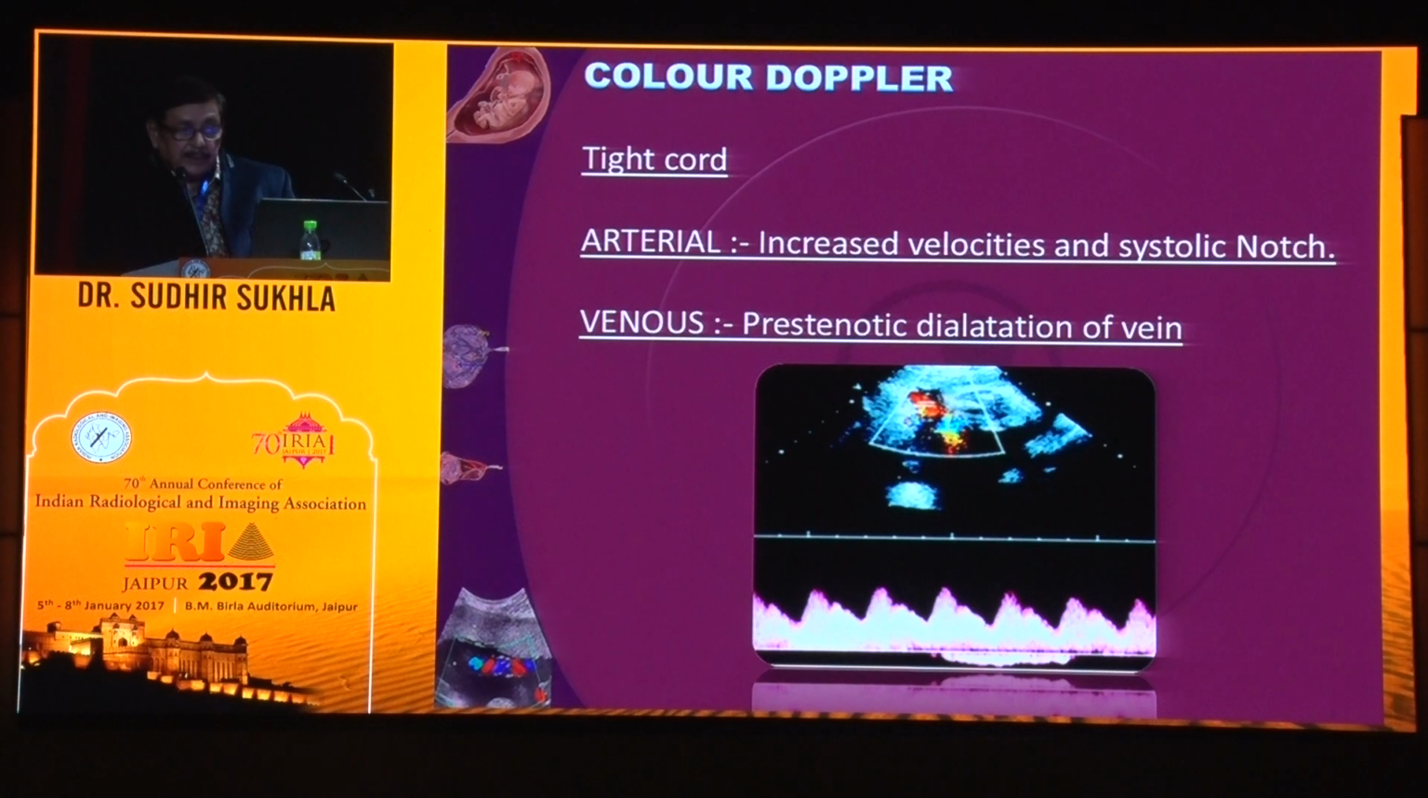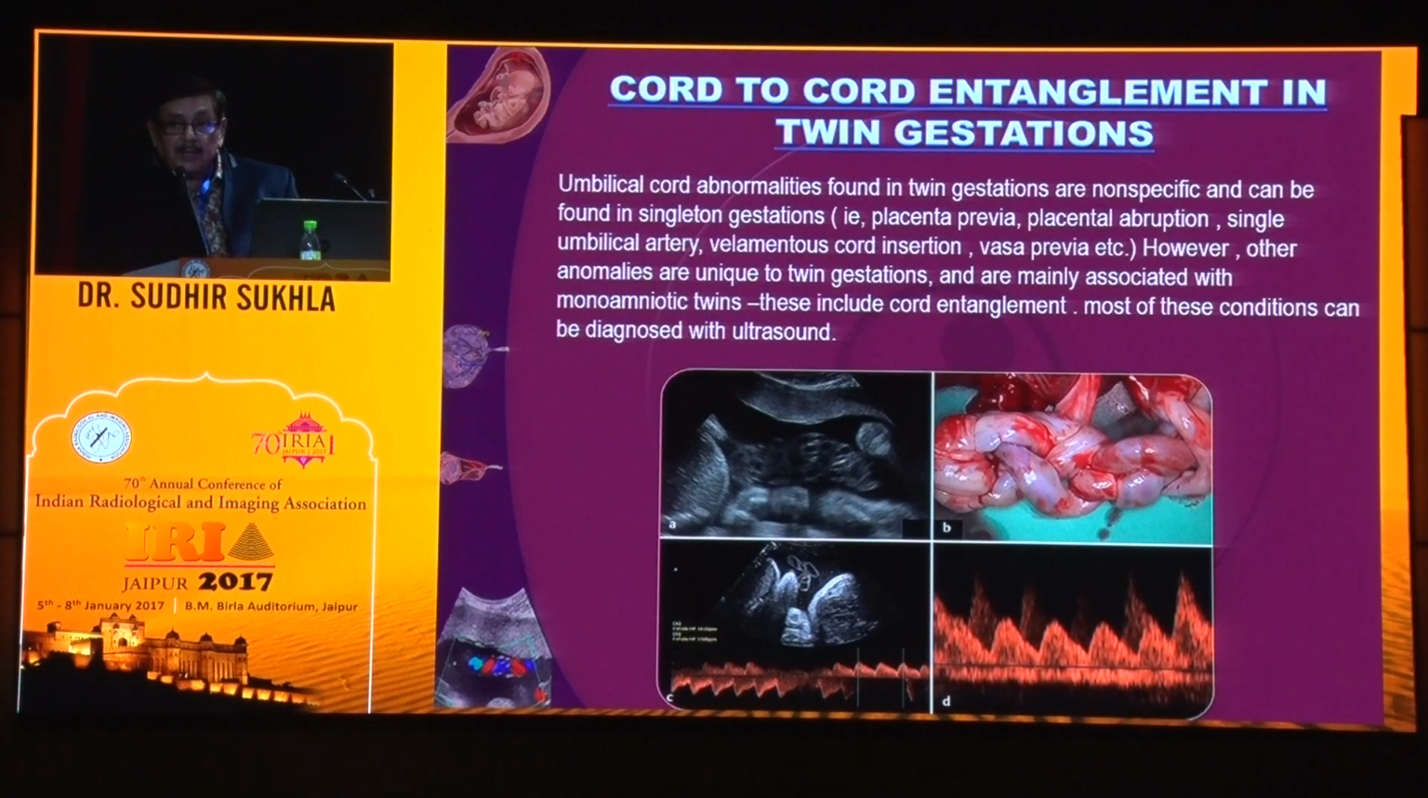This is very important. Then there can be cord-to-cord entanglement. You see monoamniotic twins, two cords are lying in the amniotic cavity and they get entangled. You have to see the flow and judge and guide your obstetrician.